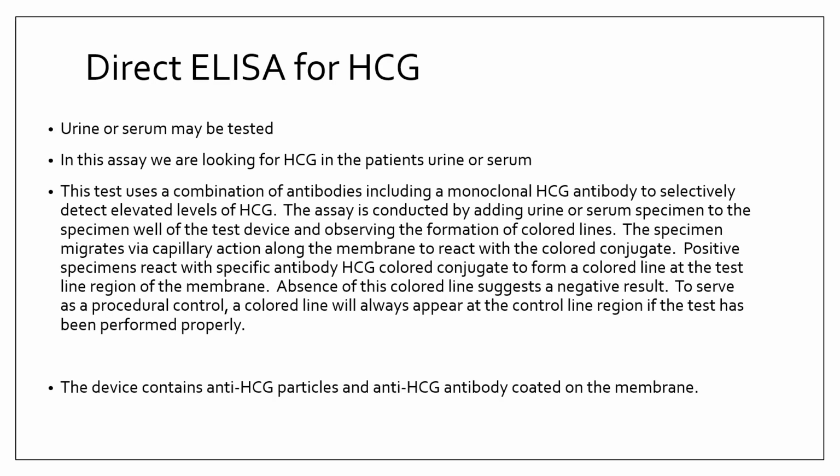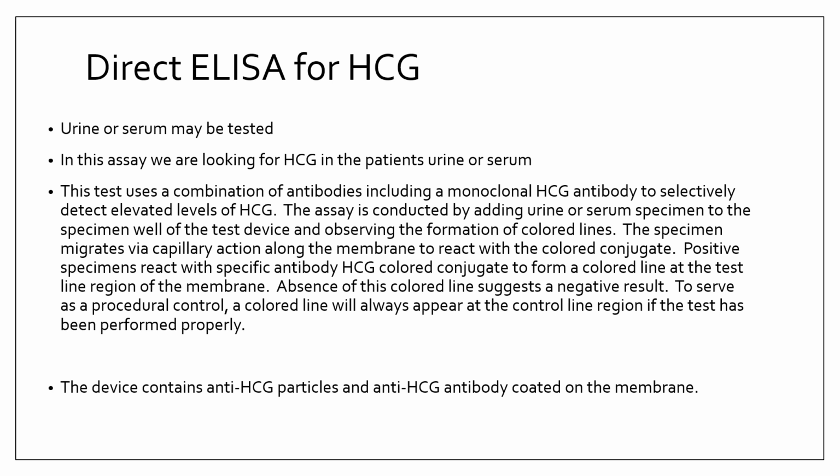Like I said, the most common way to evaluate HCG is by doing a direct ELISA test. This is a kit test that uses either urine or serum. We're looking for HCG in the patient's urine or serum. The test uses a combination of antibodies, including a monoclonal HCG antibody, to selectively detect elevated HCG. The assay is conducted by adding urine or serum specimen to the specimen well of the test device and observing for the formation of colored lines. This is similar technology to the strep throat streptococcus antigen kit.